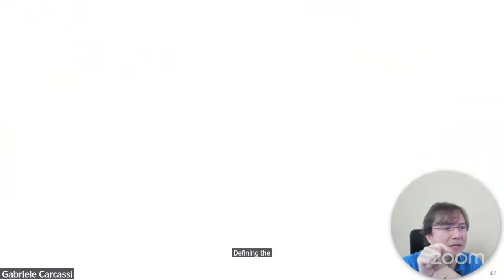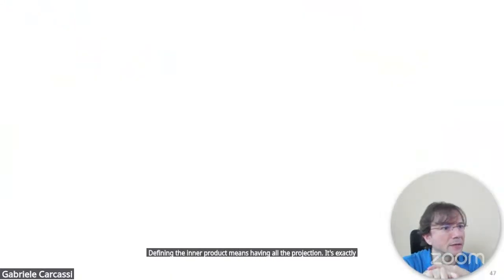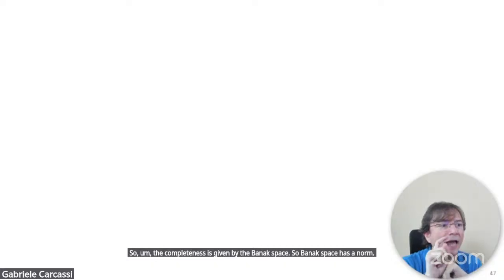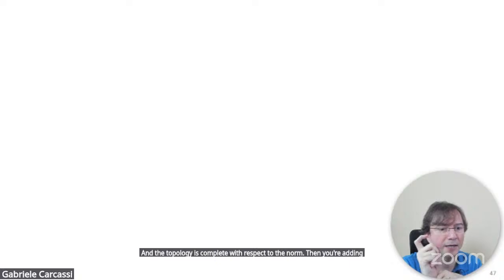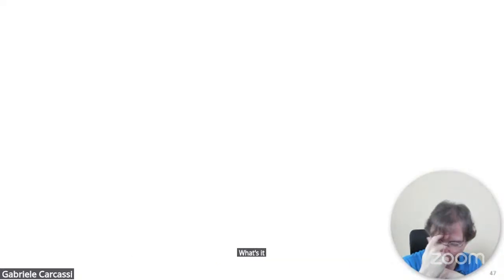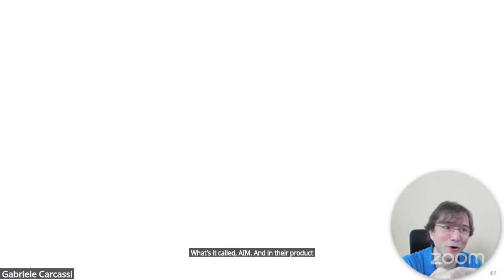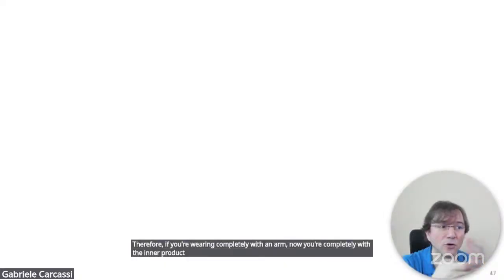Next question is from Tobias. A Hilbert space is a Banach space plus all possible projections. Does that require completeness, or is this just defined through the inner product? Defining the inner product means having all the projections. It's exactly the same thing. So the completeness is given by the Banach space. A Banach space has a norm, and the topology is complete with respect to the norm. Then you're adding an inner product that is consistent with the norm. Therefore, if you were incomplete with the norm, now you're complete with the inner product, and you're adding all these projections.